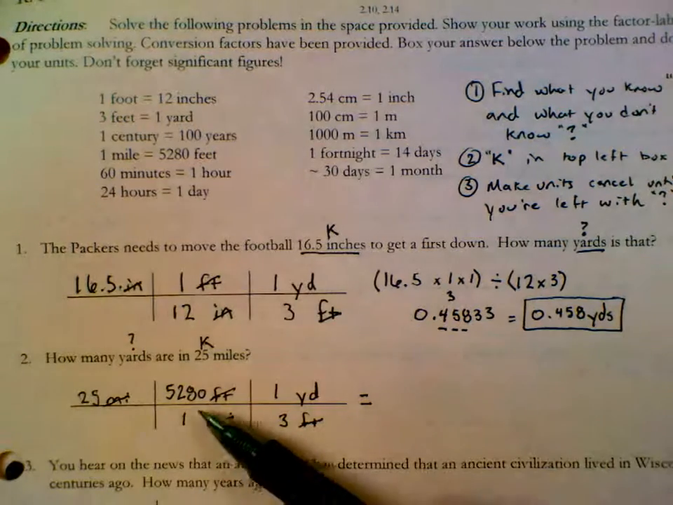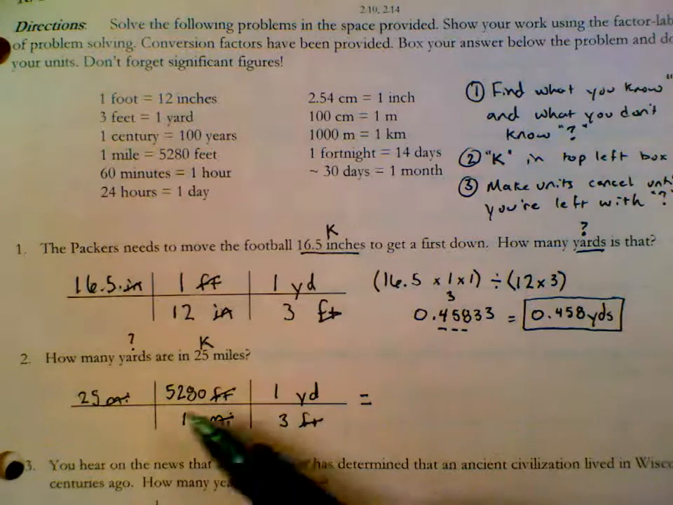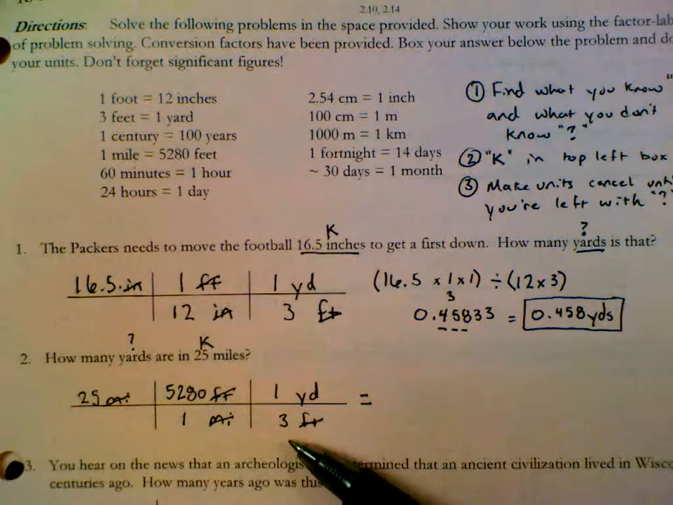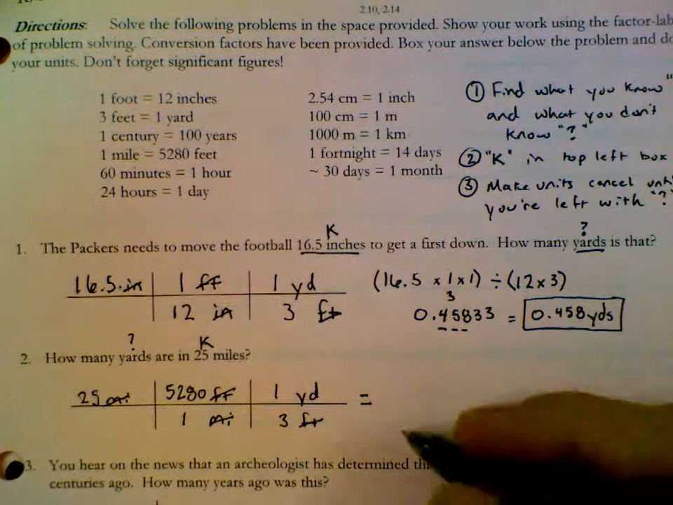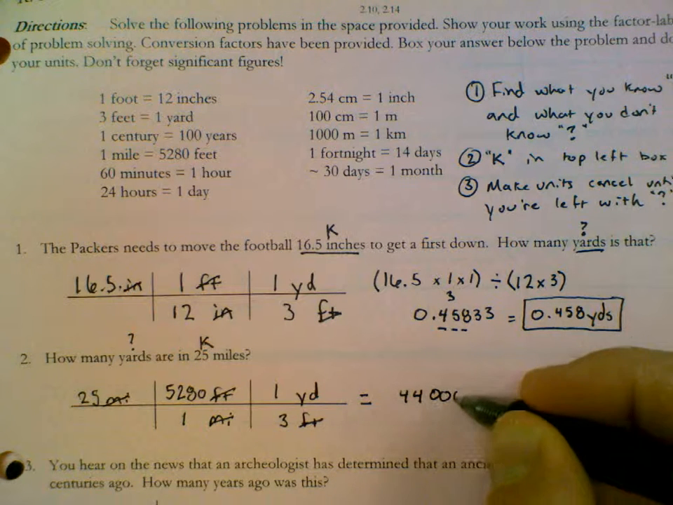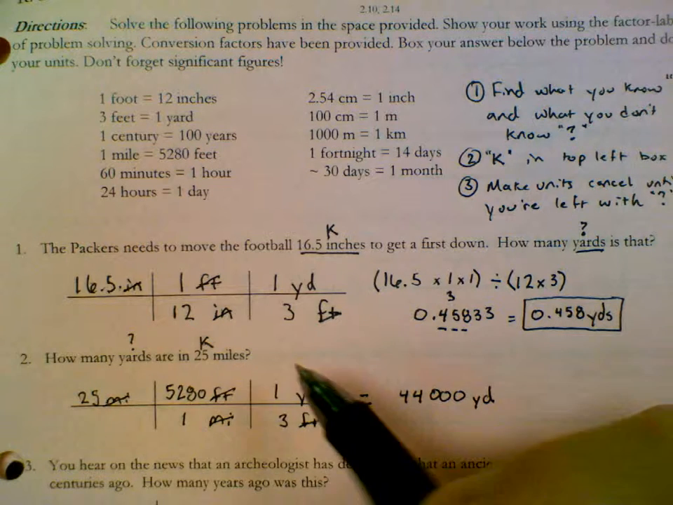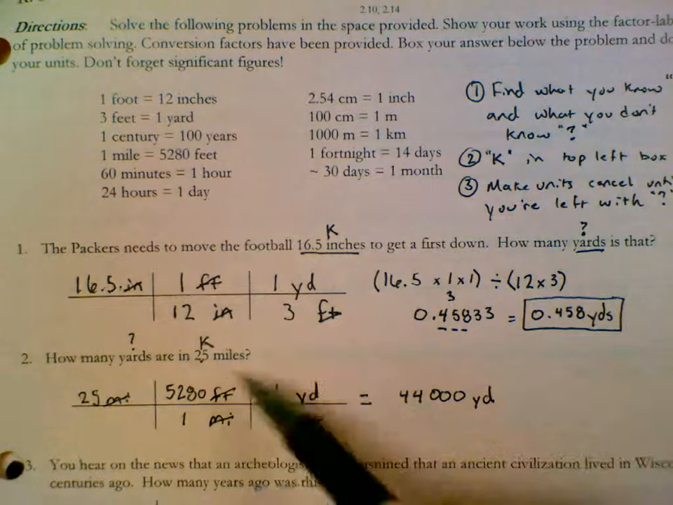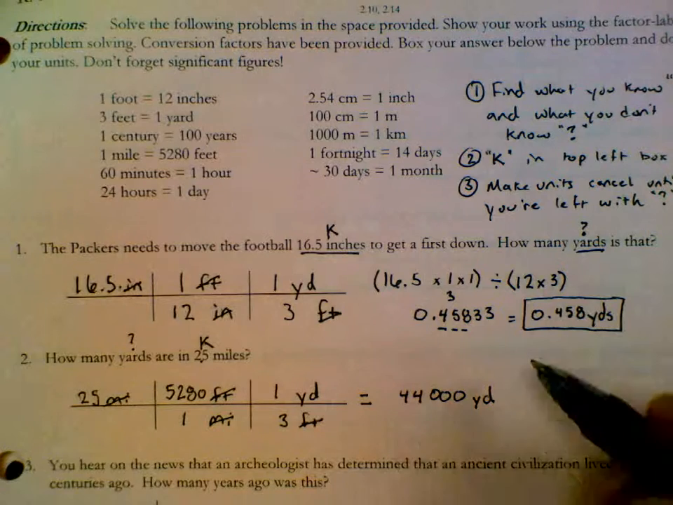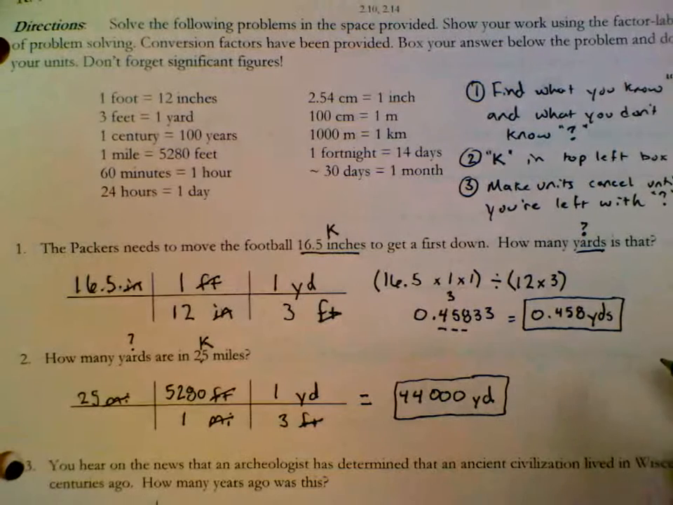Multiply your tops, 25 times 5,280 times 1. Don't really need to do the ones. So 25 times 5,280 divided by 3 equals, the calculator says, 44,000 yards. Because this number has 2 sig figs, my answer can have 2 sig figs. 44 already has the 2 sig figs, so we're good right there.